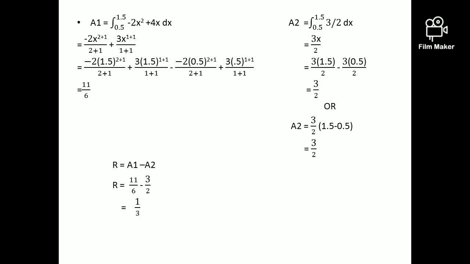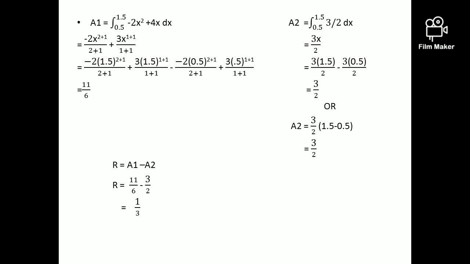Or there is another point where we can understand that it's a rectangle. The height of the rectangle, or the width of the rectangle, is 3 over 2 and the length is the length between the x-coordinates 1.5 to 0.5. With that also you can obtain the answer 3 over 2. You can use any method, preferably whichever is easier for you.